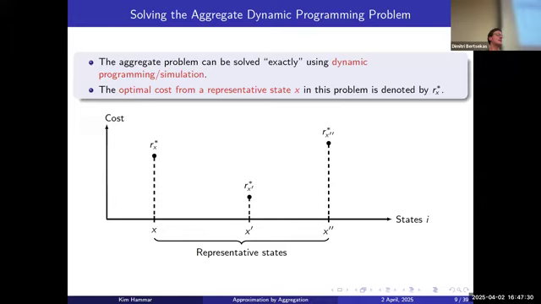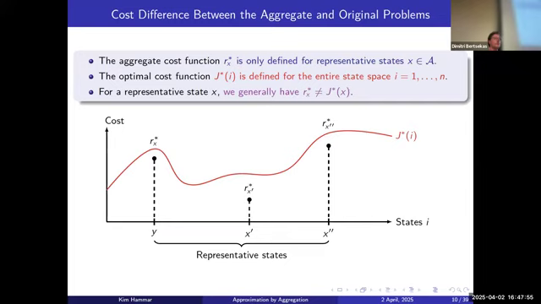But in any case, since this is a dynamic programming problem, when you solve it, you will obtain a cost function, right? And we're going to denote that cost function with R star. So this is the optimal cost function in the aggregate problem. And it's important here to note that this cost function is different from the optimal cost in the original problem, namely J star. And they are different in two ways.